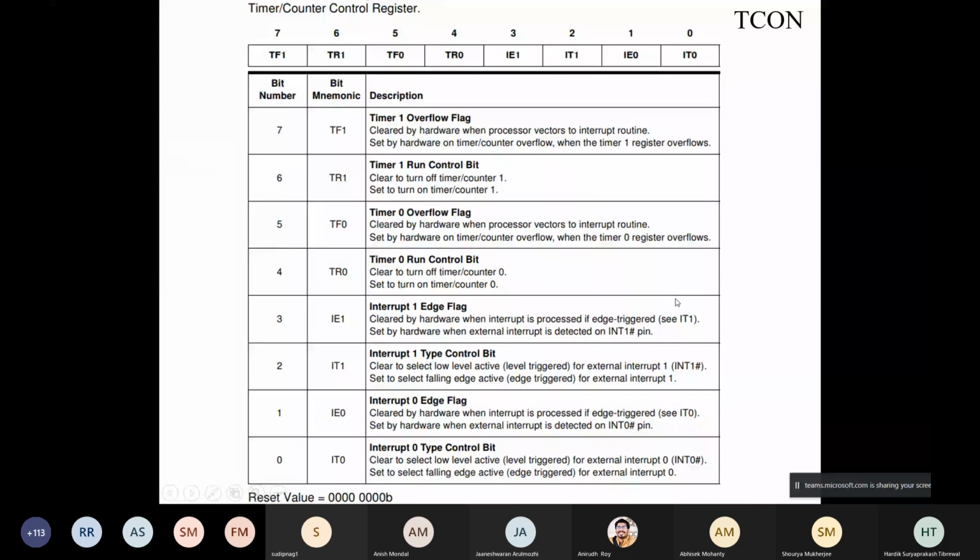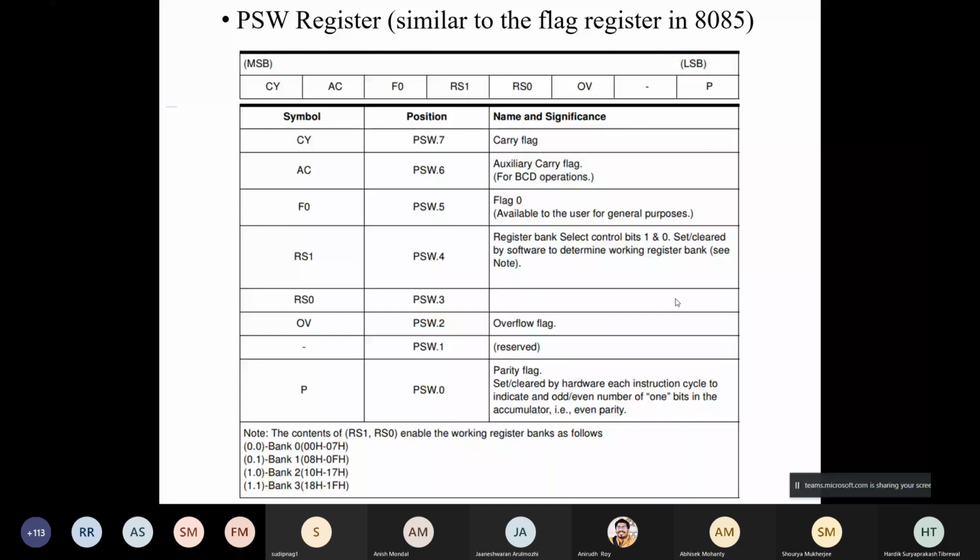Now comes the most important part. You have to memorize this kind of thing. And the best way to memorize is by practice.